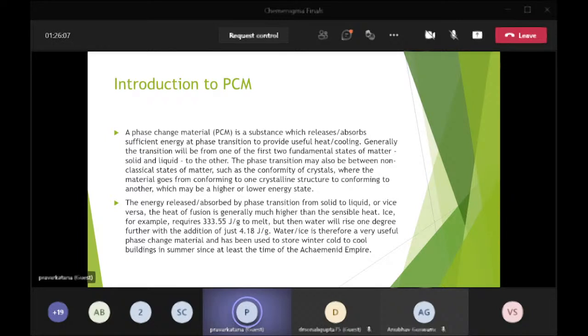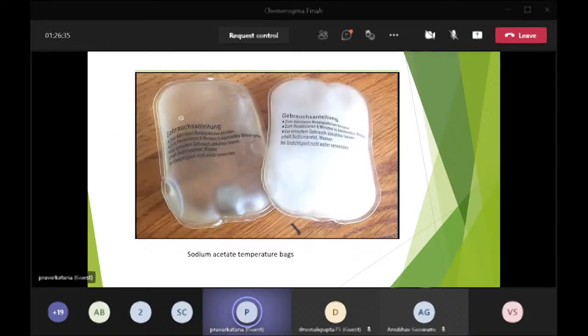The one is the phase change, which is literally from solid to liquid or liquid to solid, which causes the change in energy. And the second is maybe the crystalline state change, not a classical physical change in phase, but a change in crystalline forms. So that is also a possible PCM material. This is an example of sodium acetate bags. So this is in one crystalline form, and this is in the other crystalline form.